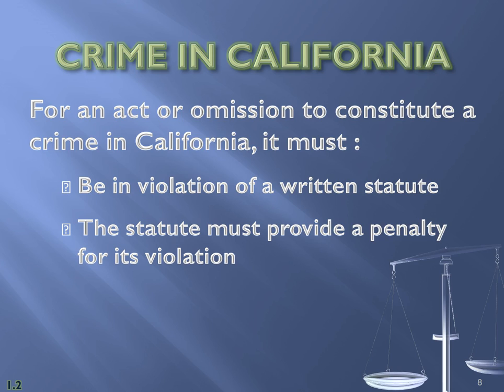We also need to know that there are no common law, unwritten crimes in this state, in California. On the contrary, for an act or omission to constitute a crime in California, and we'll get into that in a little bit, it must be a violation of a written statute, and it has to provide a penalty. So does common law exist in California?